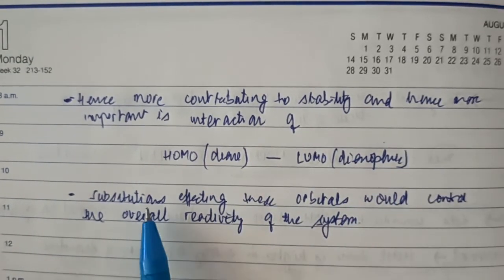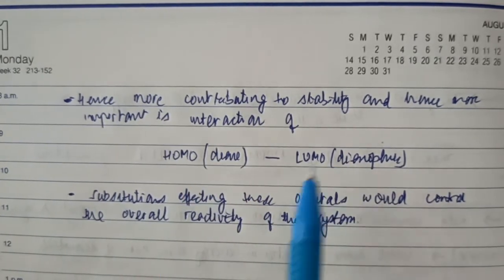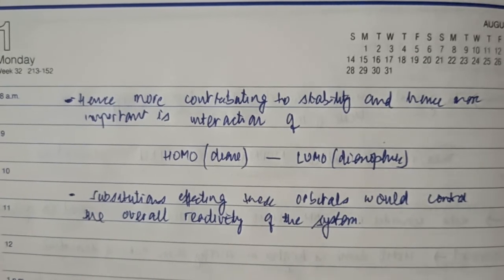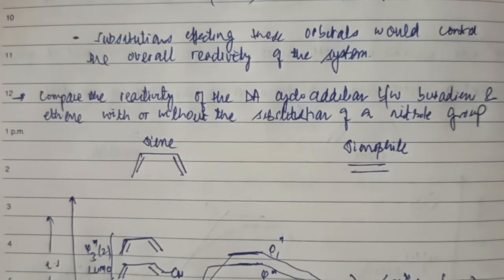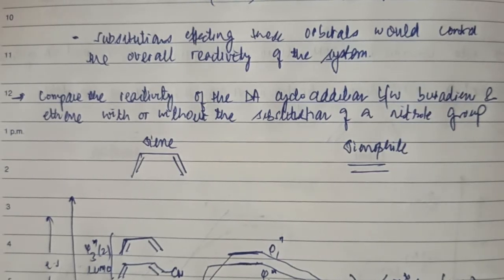Hence, any substitution on these two molecular orbitals, that is the HOMO of the diene and LUMO of the dienophile, would actually control the reactivity, the speed of the cycloaddition reactions. Let's take an example to explain what we mean by this: the HOMO of the diene and LUMO of the dienophile are the more important interactions, and it is the substitution pattern on these systems which will control the overall speed of the reaction.